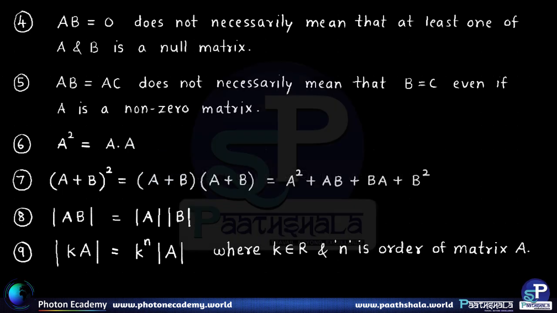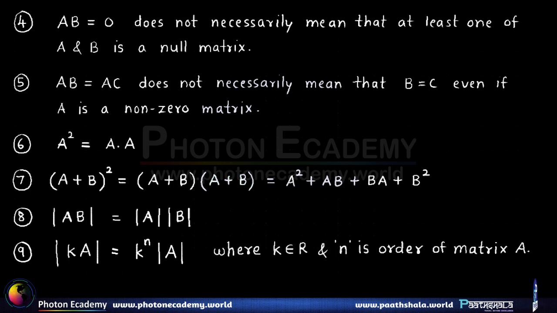Now the next property, the eighth one, says that the determinant of the product of two matrices is equal to the product of the two individual determinants. And this property can also be extended to the product of any number of matrices, that is, not just 2 but 3, 4, or in general any number of matrices.